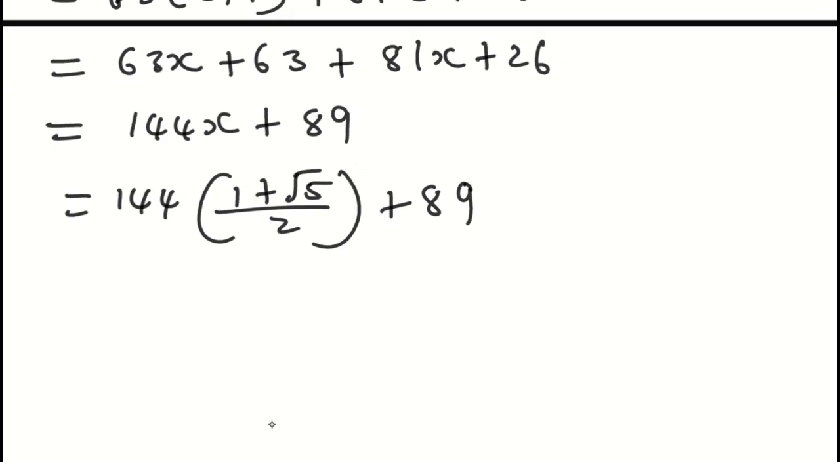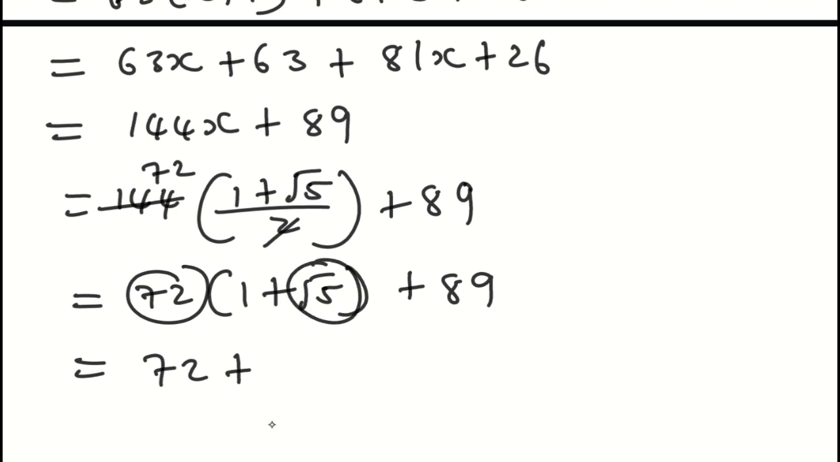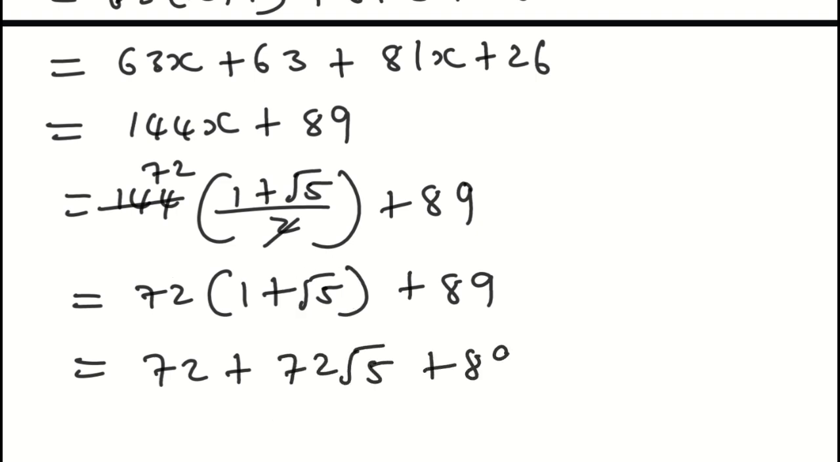So let's divide 144 by 2. 2 into 144 is 72. So this is equal to 72 bracket 1 plus root 5, right? Then plus 89. And this is equal to what's 72 times 1? That's 72. And what is 72 times root 5? That is 72 root 5, then plus 89. Okay.